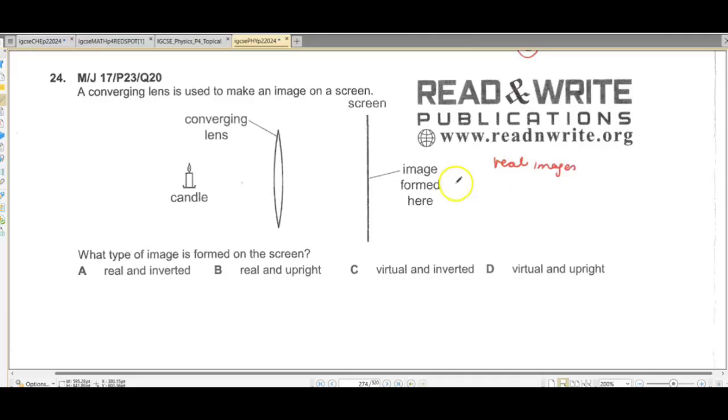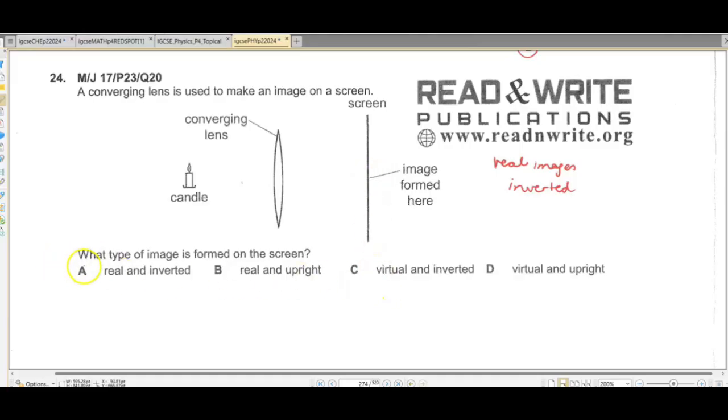distinguishes real image from the virtual one. The real image can be formed on the screen and the virtual image cannot be formed on the screen. And when a real image is formed, it is usually inverted. Virtual images are upright and the real images are inverted. So the image that is going to be formed over here is going to be real and inverted.